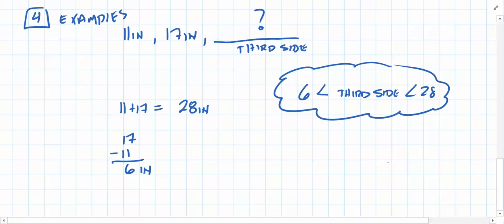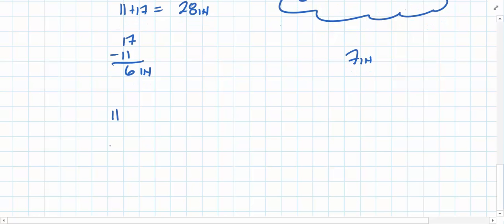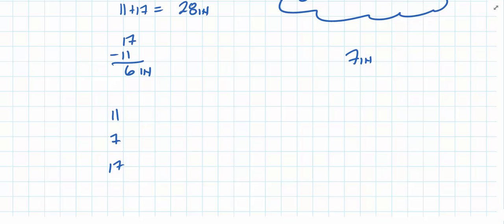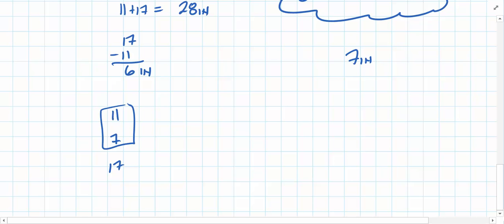That would work. Now, so I have 3 sides: 11, 7, and 17. That means the sum of any two of them needs to be greater than the third one. So let's add these two together. How much is 11 and 7? 18. Is that bigger than this? It sure is. Let's take 7 and 17. Well, that's already bigger than 11, right? Let's take 11 and 17. That's already bigger than 7. So the sum of any two of them is bigger than the third. That's what this inequality theorem is saying. It has to be bigger than the third.